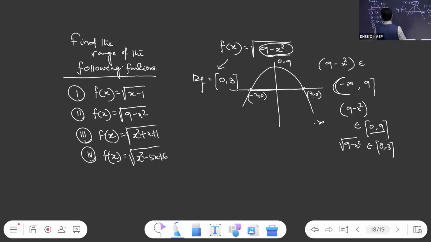Is it clear? Then come to question number 3. f of x is equal to under root x square plus x plus 1.